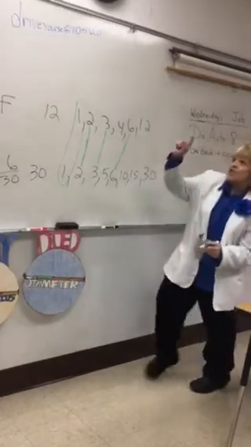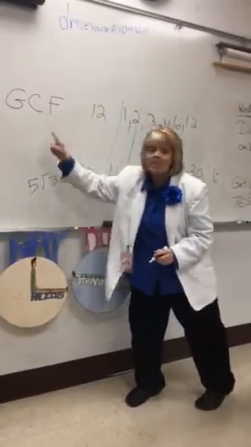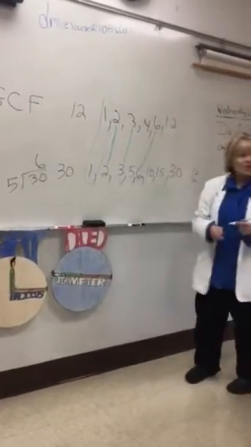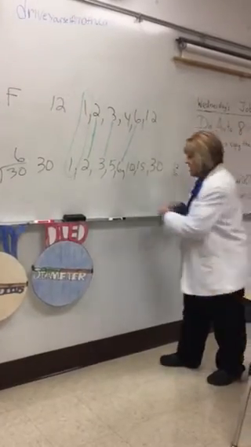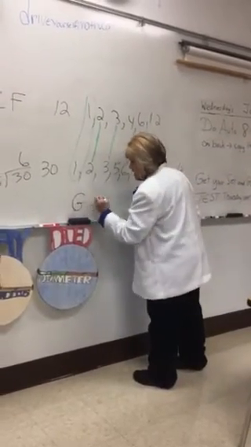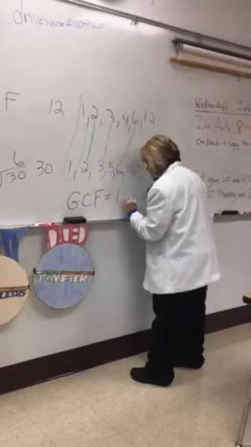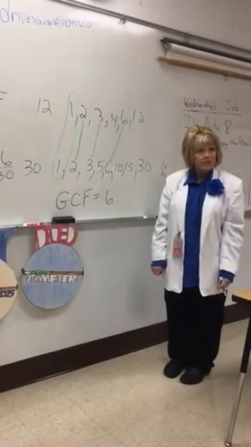That's it. What's the greatest one they have in common? 6. 6 is the greatest common factor. 6 is the GCF. GCF is 6. Get it? Got it? Good. Done.